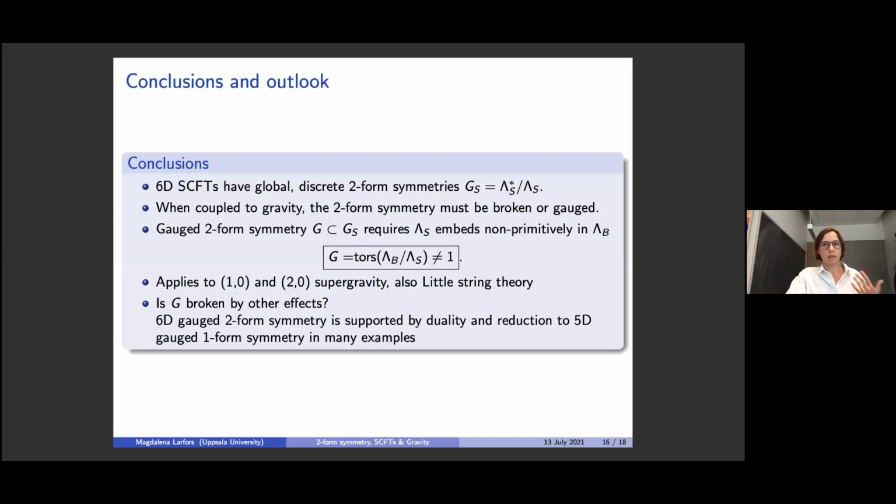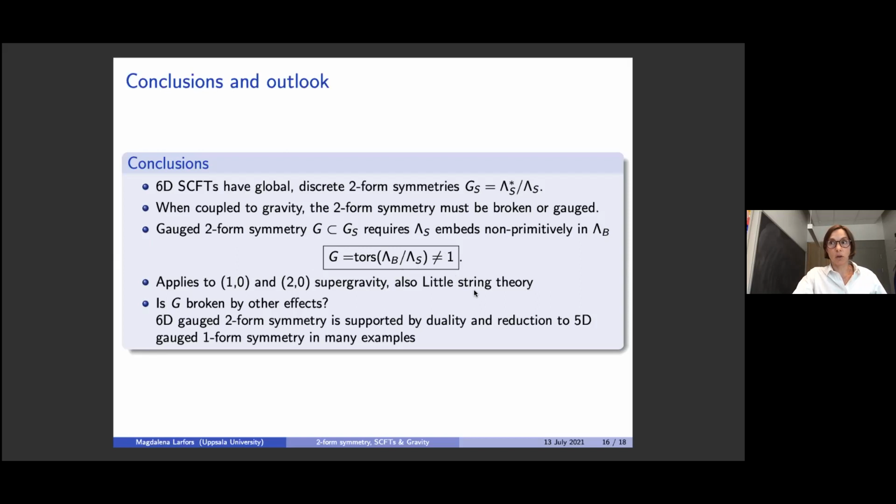So I've told you that 6-dimensional SCFTs have global discrete two-form symmetries. And when coupled to gravity, these two-form symmetries must be broken or gauged. I have argued that for them to be gauged, we need the charge lattice of the string to embed non-primitively in the string lattice of the compact base, and this can be expressed in this formula here. So the two-form symmetry group that we get is given by the torsional part of lambda b over lambda s.